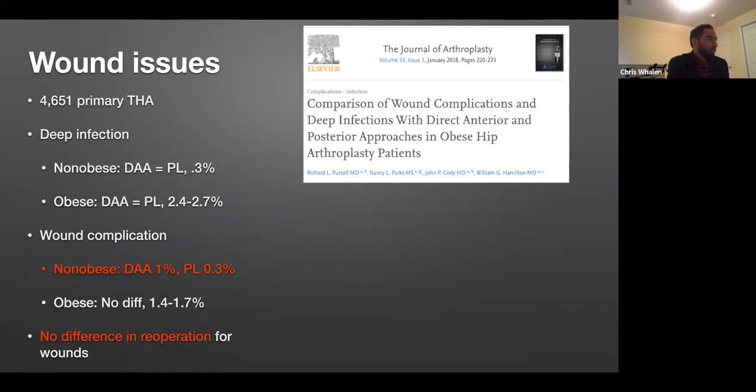Another study, again, no difference in deep infection, but a higher rate of wound complications in the DA group, though not actually a difference in reoperation for those complications. So it's out there.